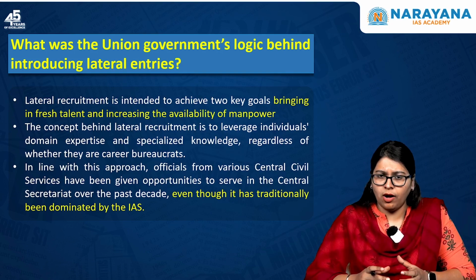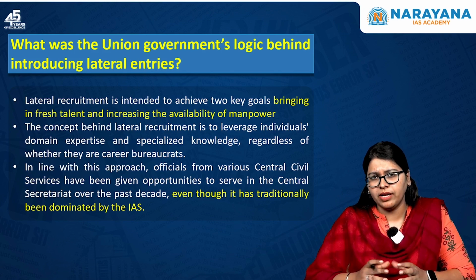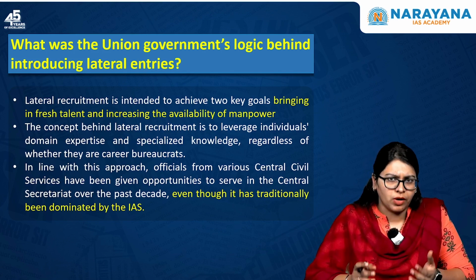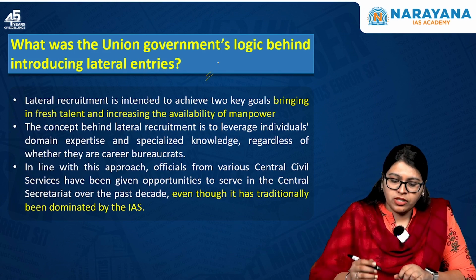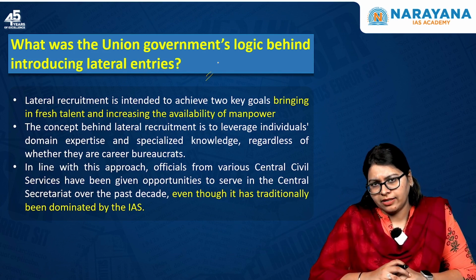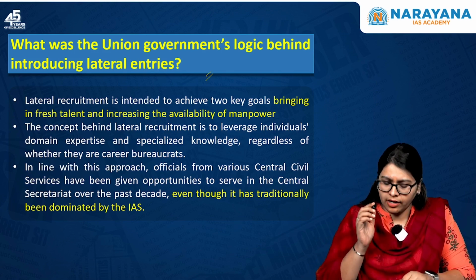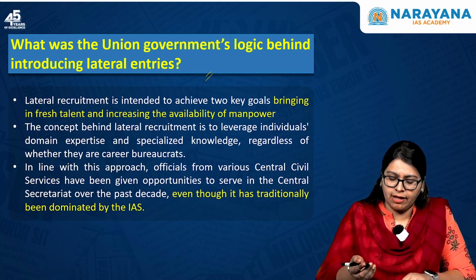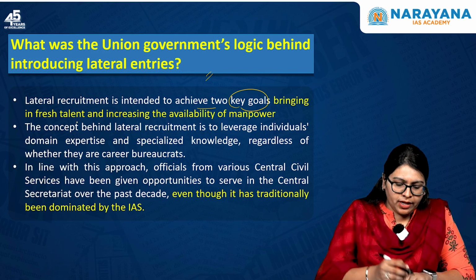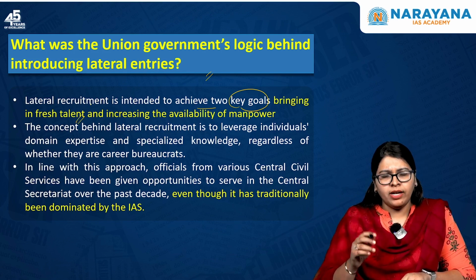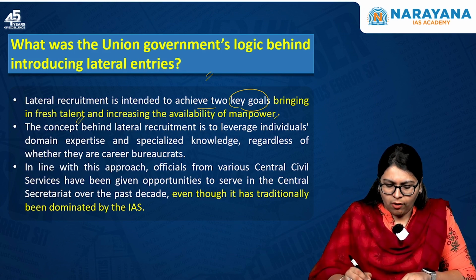Next, now we've understood what this concept of lateral entry is, why the notification was made, how it was made, and what the posts were for which the vacancies were issued. Now, let's understand the union government's logic behind introducing lateral entries. Lateral recruitment, according to the union government, is intended to achieve two key goals. One is to bring in fresh talent, and the next one is to increase the availability of manpower.